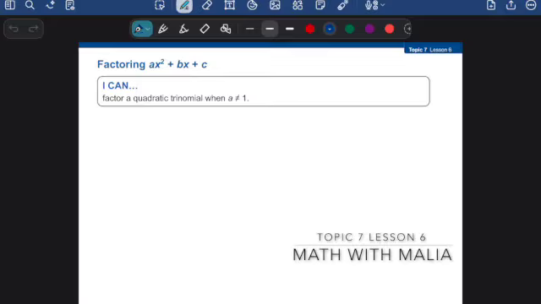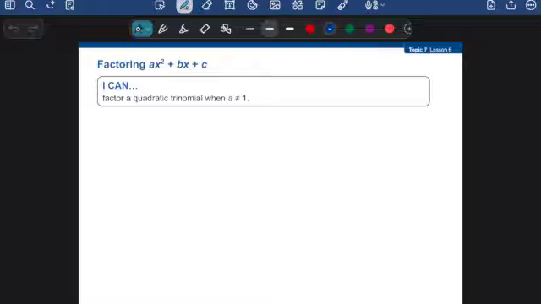Today we're doing Savvas enVision Algebra 1, Topic 7, Lesson 6. Factoring a quadratic trinomial when we have a coefficient in front of the quadratic term that's not equal to 1.